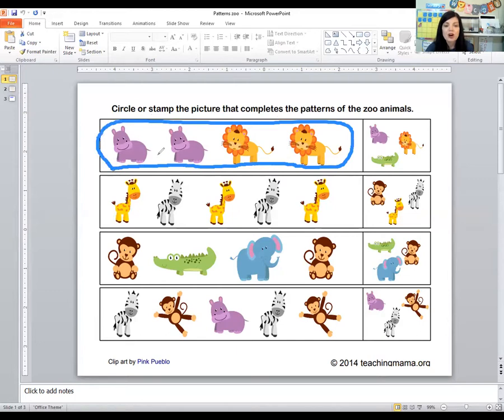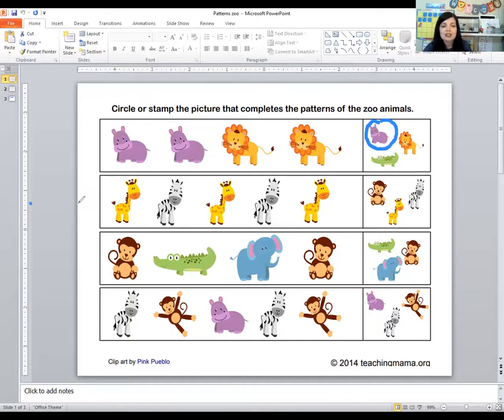So I'm going to have to start back over. Let's say the pattern together. Hippo, hippo, lion, lion. Now start over. What comes next? It's the hippo. We have to start all the way back over with the hippo. Let's try the next one, okay?